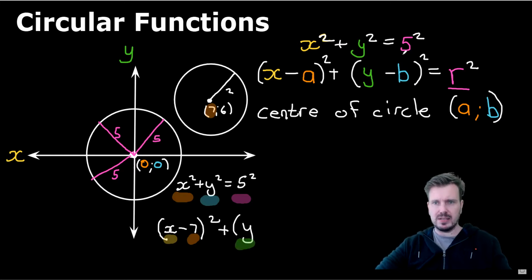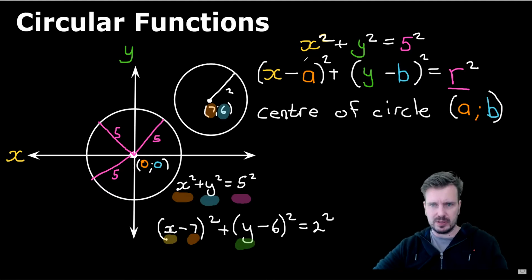And then I'll say minus. And what's the y value at the center? Well, that's 6. So then I could say 6. And so the y I got because of the blue. So the y is the b, equals, and then it's going to be the radius squared, which is 2. So I go r equals 2 squared, because I know my radius r is 2.